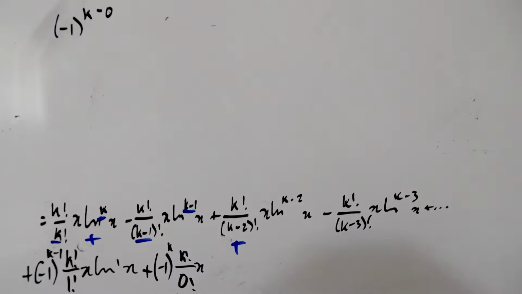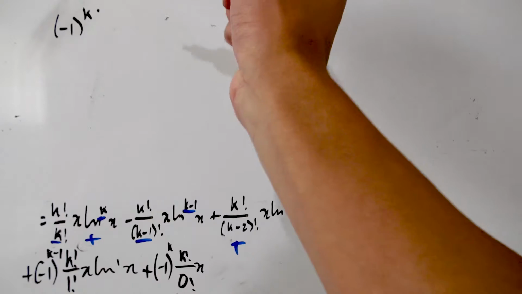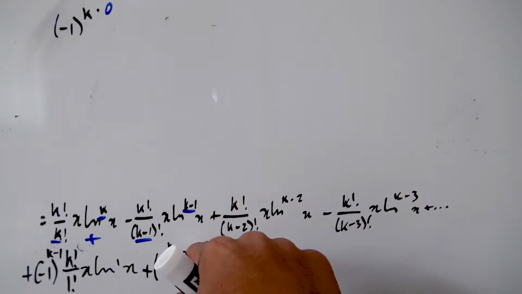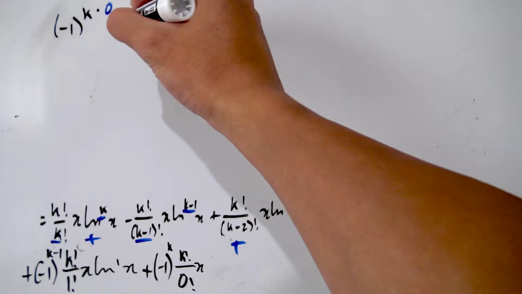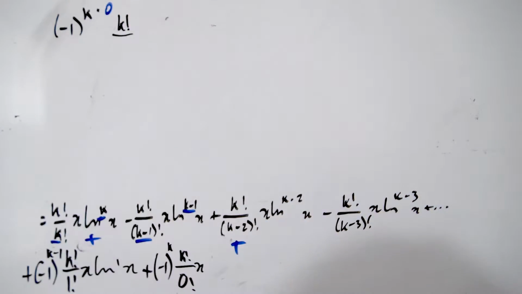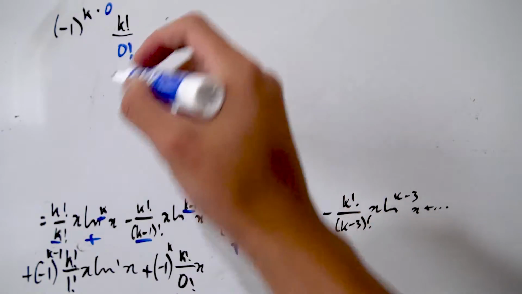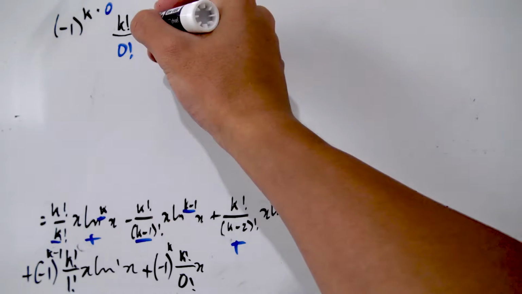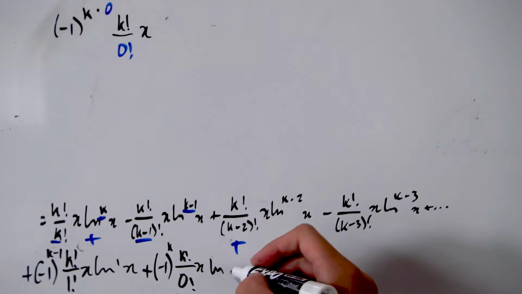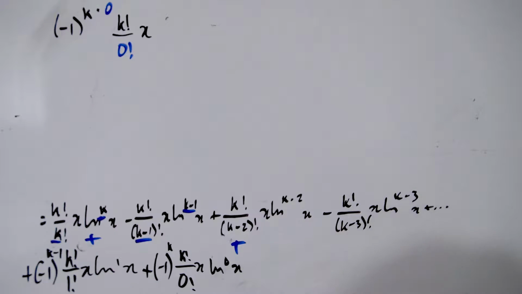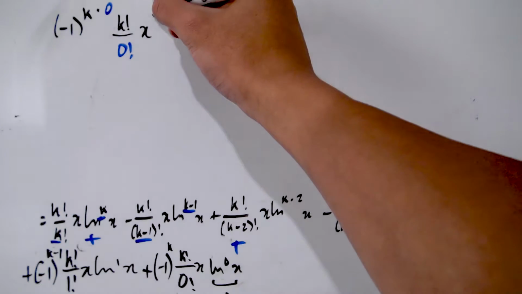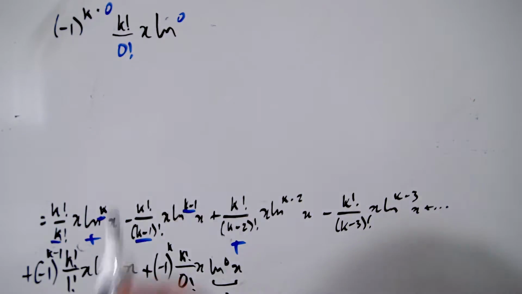While I'm doing this, I'm going to highlight this 0 in blue, just to make it clear later on. And we have this k factorial over 0 factorial here, so I'll write that down, k factorial over 0 factorial. And we have an x right here. There's no natural log here, but we can write a natural log to the 0th power of x, just to keep everything consistent, because we have natural logs in every single one of these terms, so we might as well put a natural log to the 0th power. This part's just 1, just to be clear.